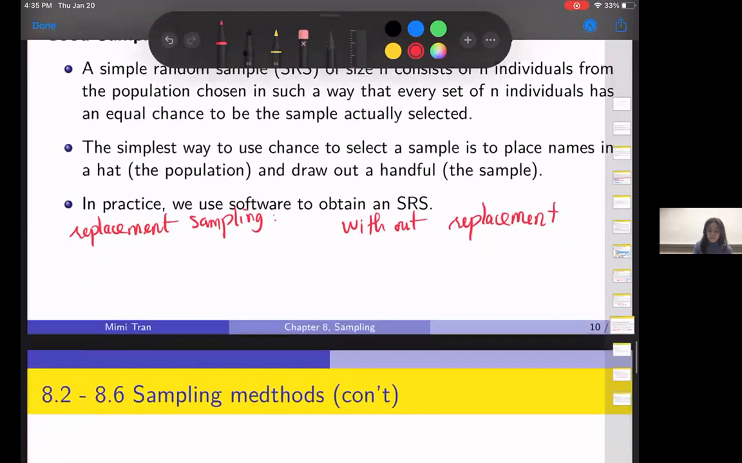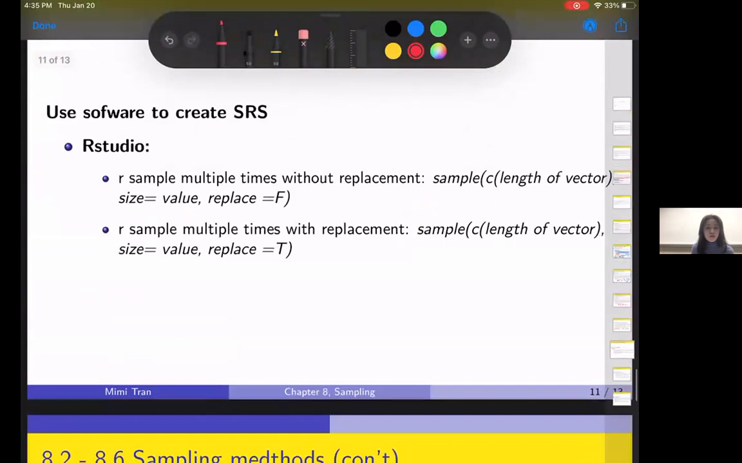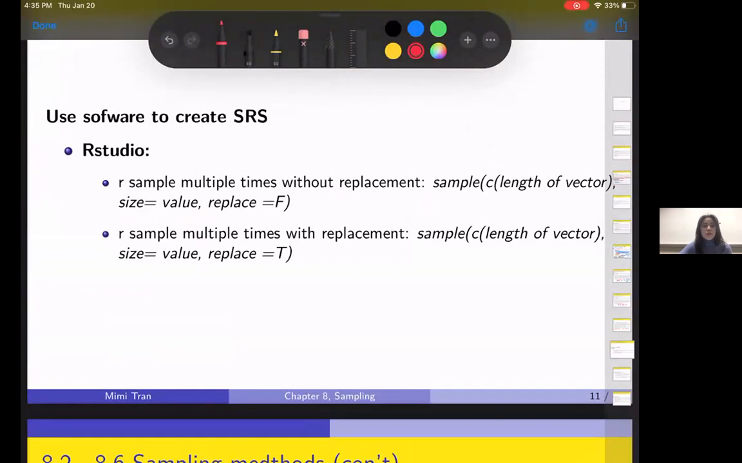We're going to use RStudio and a calculator to create the simple random sample for us. So let me show you how to do it in RStudio first and then the calculator next.